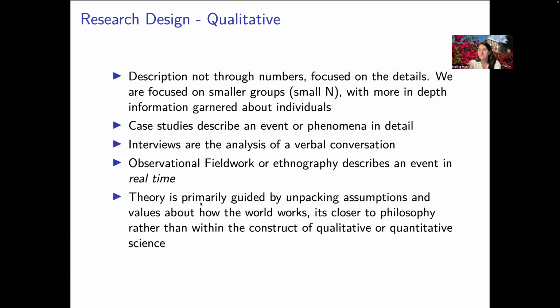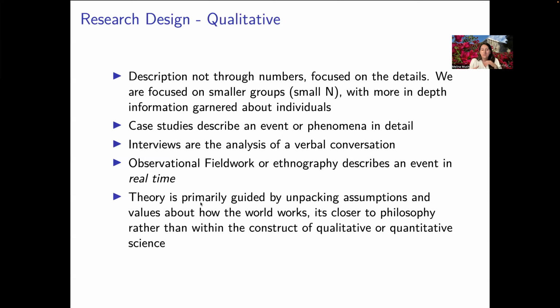Interviews are the analysis of a verbal conversation. Observational fieldwork or ethnography is describing those events or people in real time. So you're actually going to that place, talking to those people, watching the event. And then I wouldn't say that theory really sits within this framework of qualitative, but I'm going to say it because it's a little bit closer to qualitative than quantitative.